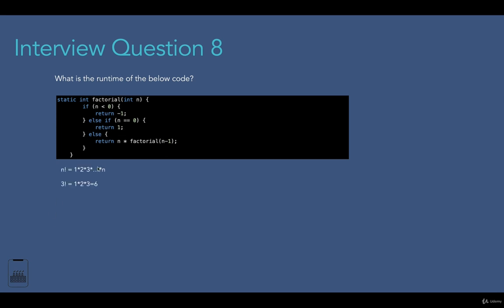In math, the factorial equation is like this. n factorial equals 1 multiplied by 2, by 3, and it continues until n. If you calculate 3 factorial, it's going to be 1 multiplied by 2 multiplied by 3, which equals 6. Based on this logic, we have created a method in Java. So we need to find out the time complexity for this method.